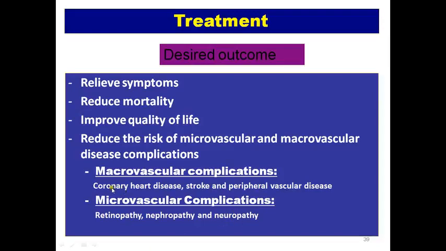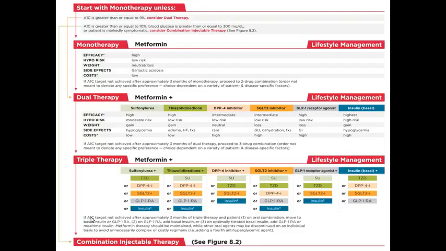What are the macrovascular complications? They are coronary heart disease, strokes, and peripheral vascular disease. Microvascular complications are retinopathy, nephropathy, and neuropathy. We'll be talking about them in my second lecture.